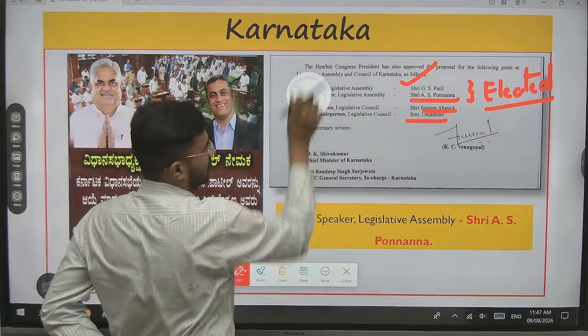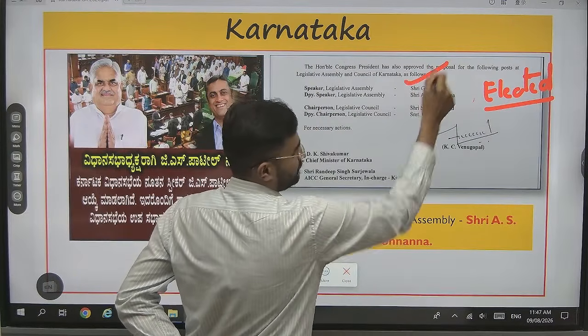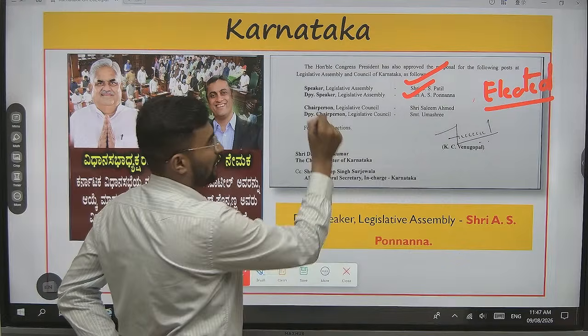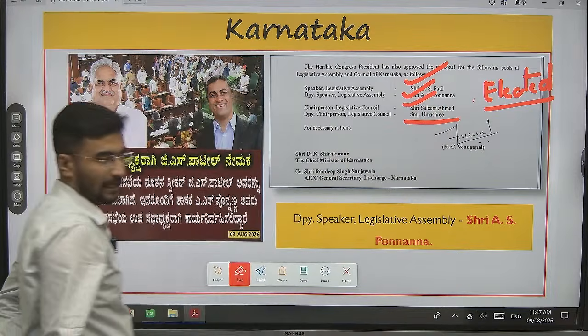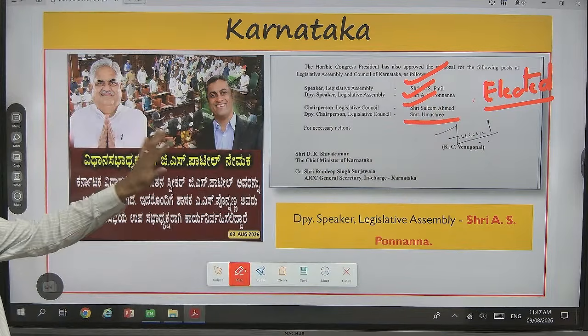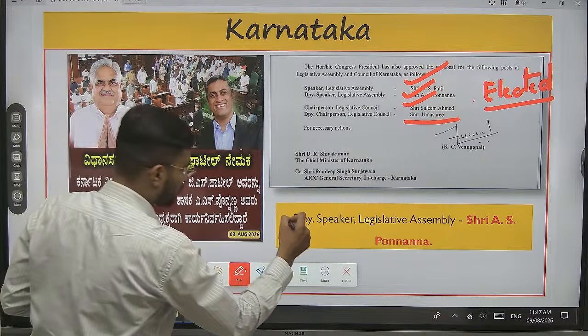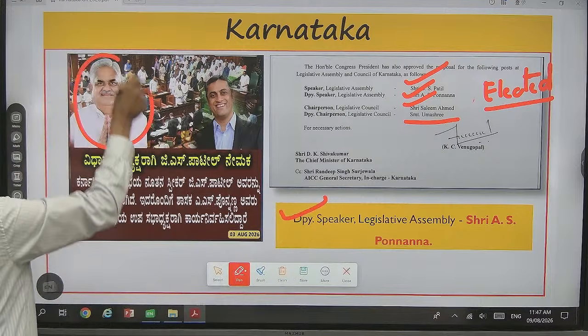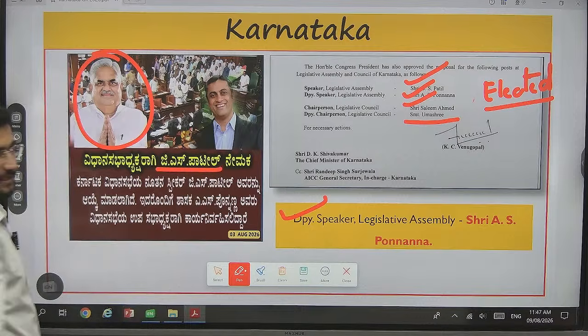Who is the speaker? Now who is the speaker? Speaker GS Patil, deputy speaker is Ponnanna, chairperson is Salim, and deputy chairperson is Umashri. This you should be aware. With respect to the deputy speaker post, as well as the speaker, it will be GS Patil.